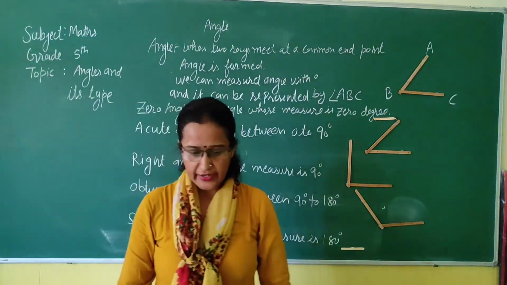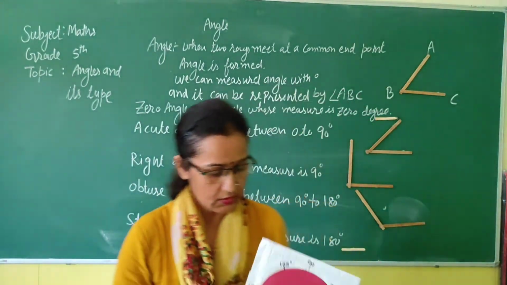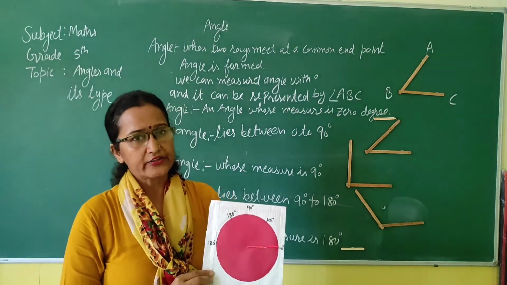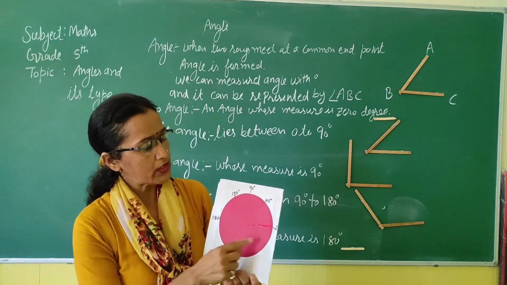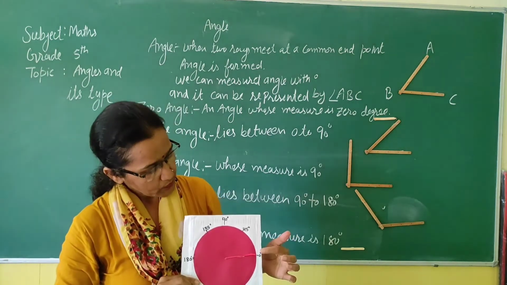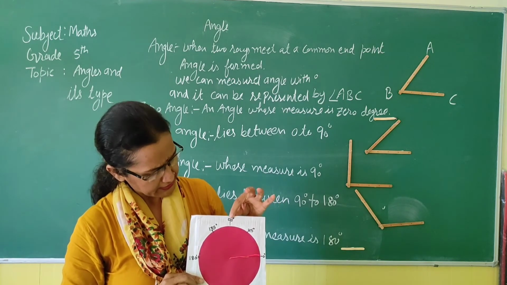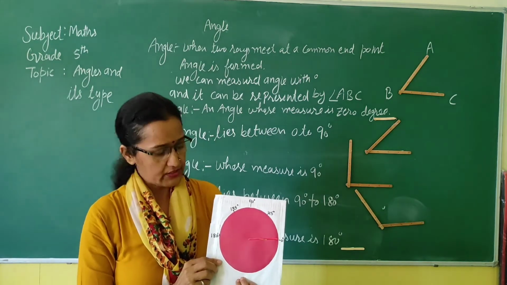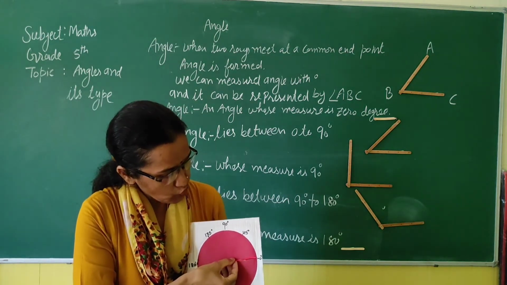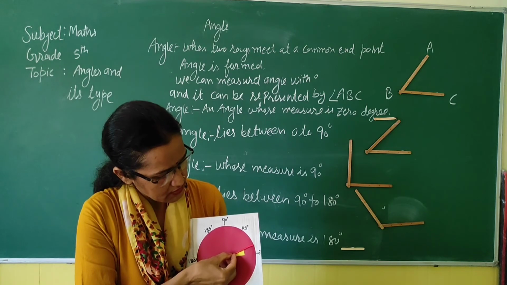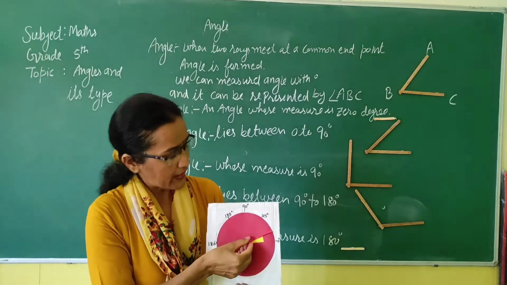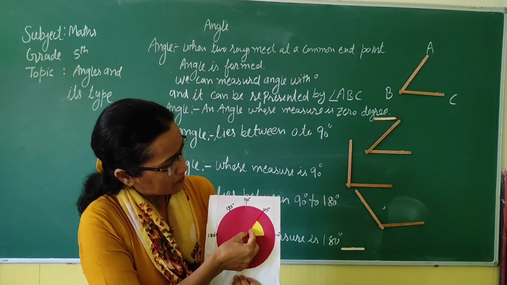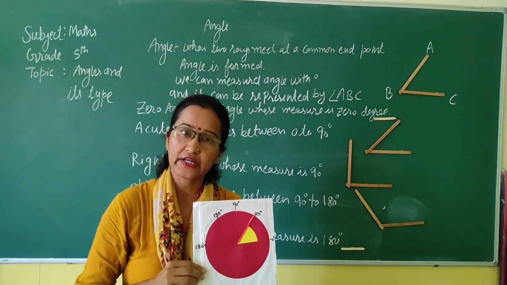Now we are doing an activity. This is an angle model. This is another activity, where the angles are 0 degree, 45 degree, 90 degree, 135 degree, 180 degree. Now when we move this, this angle is a 45 degree angle.